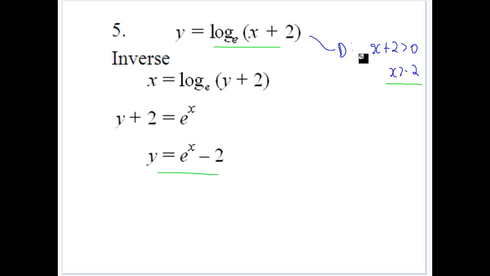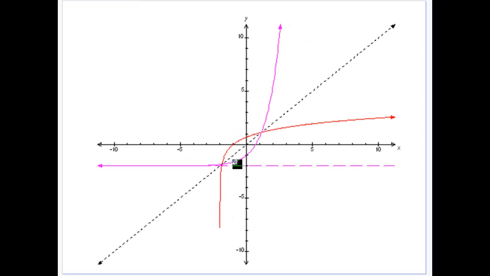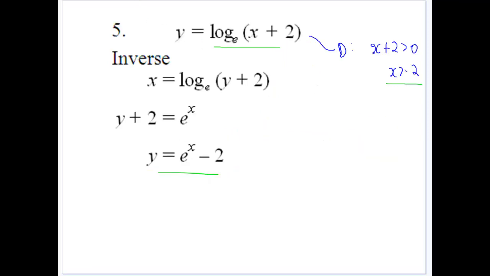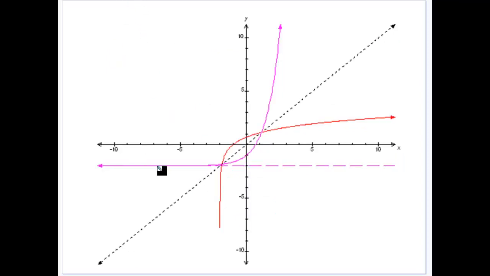And remember, what's your domain and range there? We'll swap around there as well. So graphing that up, there's our function, the log function of x plus 2, and we've got e to the power of x minus 2. So that's e to the power of x just shifted down 2 units. Notice they're crossing where it meets y is equal to x, so we make sure our graph looks like that.